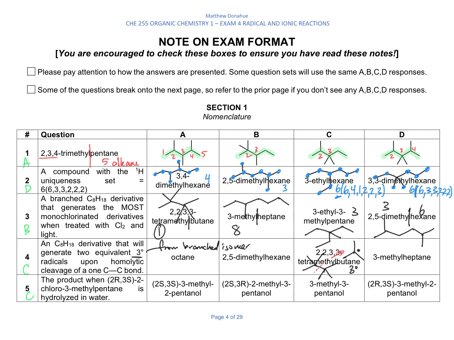So question 5, the answer is C. The product when 2R,3S 2-chloro-3-methylpentane is hydrolyzed in water. So let's just go ahead and draw out the structure. So pentane is 5. 1, 2, 3, 4, 5. We have 2-chloro, 3-methyl.